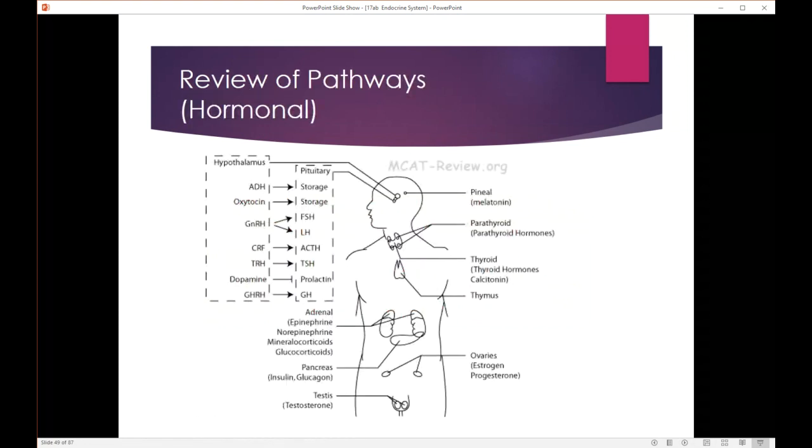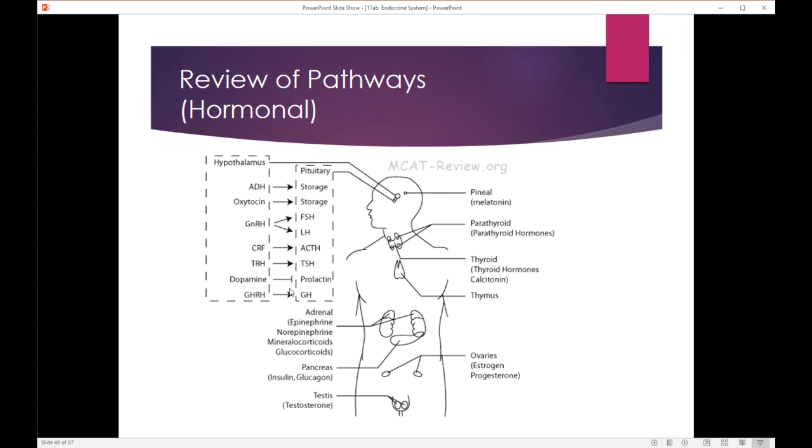Okay. So these are some pathways of the hormones. You can see that the hypothalamus is going to release these hormones, which are then going to act on the pituitary. In the case of ADH and oxytocin, they're both stored in the posterior pituitary to be released later. Gonadotropin-releasing hormone is going to act on FSH and LH. CRF, which is corticotropin-releasing factor, is going to cause ACTH to release. Thyroid-releasing hormone is going to cause TSH, or thyroid-stimulating hormone, to release.